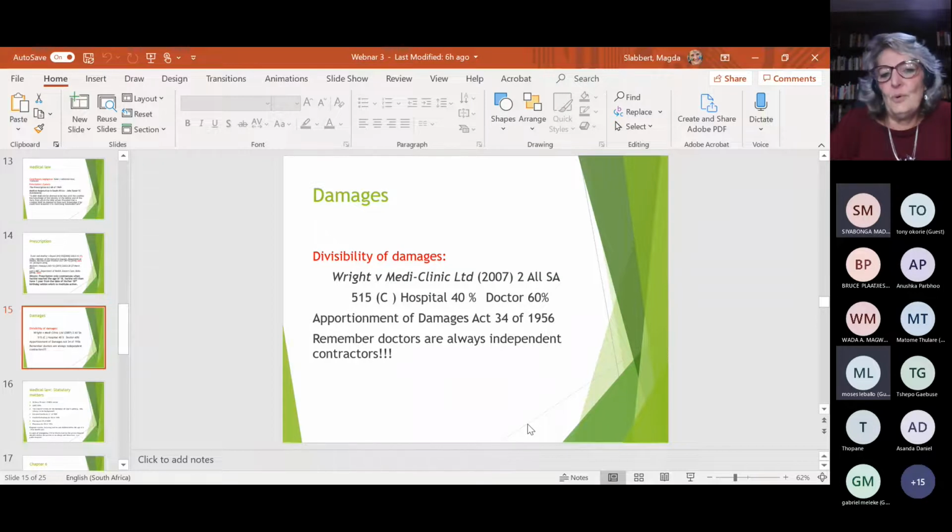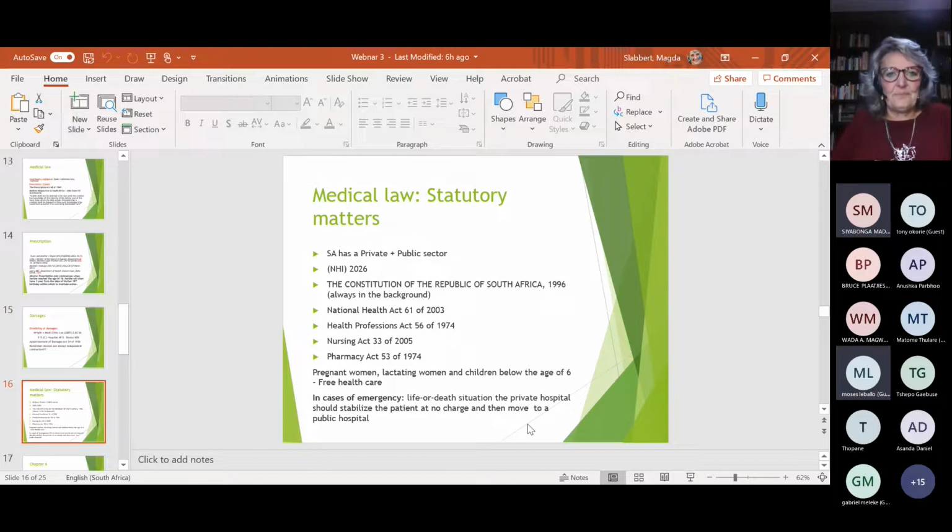And then you have to go to the Apportionment of Damages Act to determine who will pay what. But remember that in the private sector, doctors are always independent contractors. So it depends on the facts of the case, whether you are only going to sue the doctor or whether you are going to sue the doctor and the hospital. And then the hospital must come and say, but they should not be added as a party for these and those reasons, or it can be divided between the hospital and the doctor.